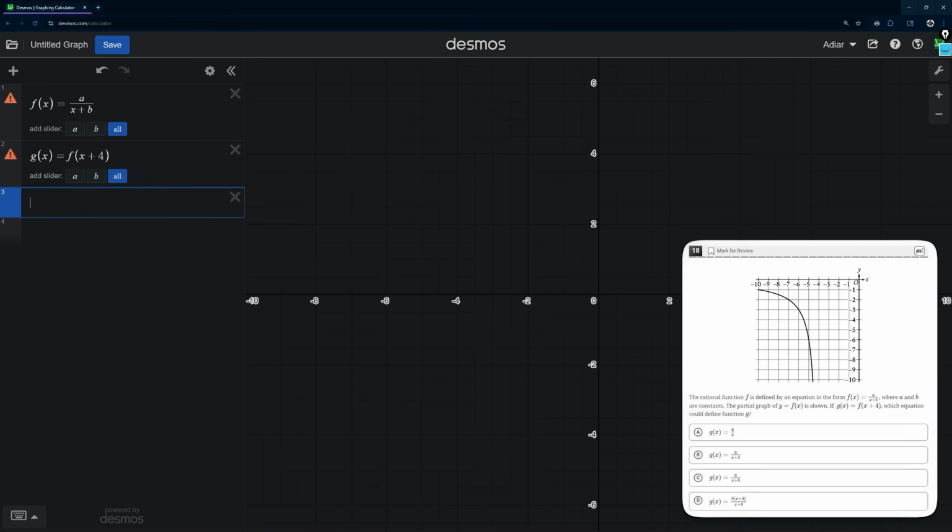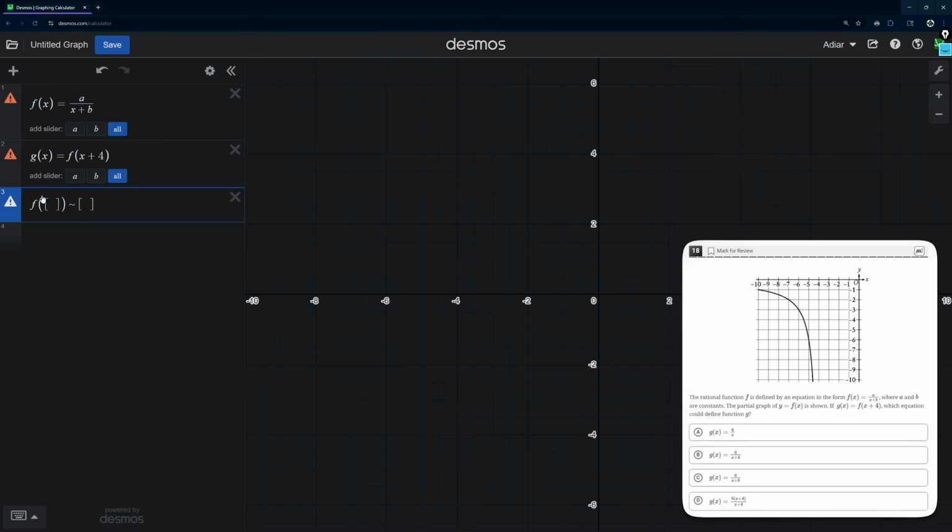Looking at this partial, f of x is shown. So we need how many points? Well, we have 2 unknowns, so we need 2 equations. So 2 points. So we're going to just go ahead and put in 2 points to fully define our f of x. And the reason why it's giving us a warning is because we need to define a or b. Actually, in fact, we need to define both of them.